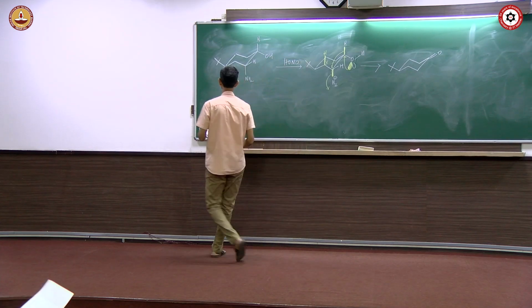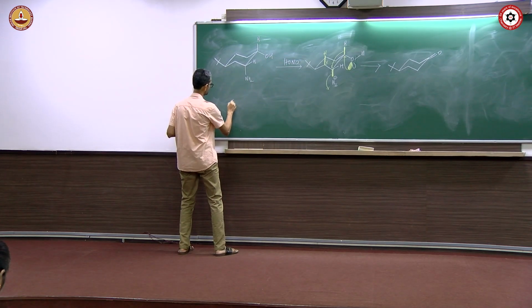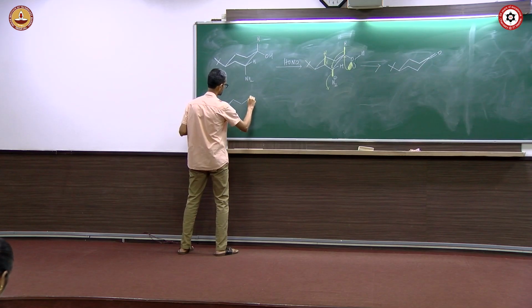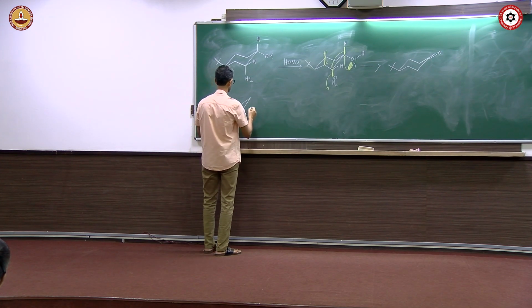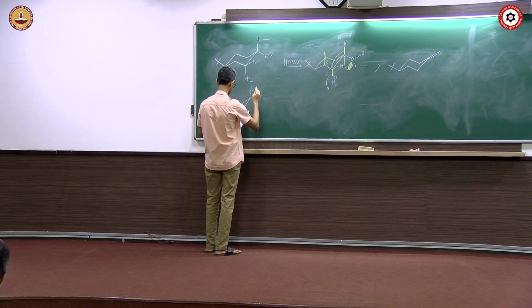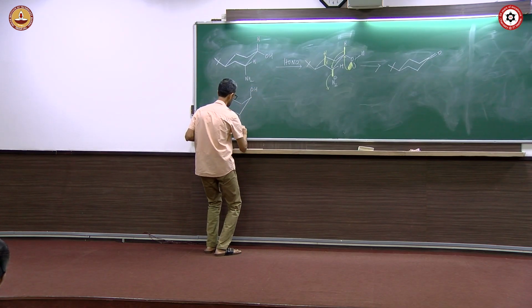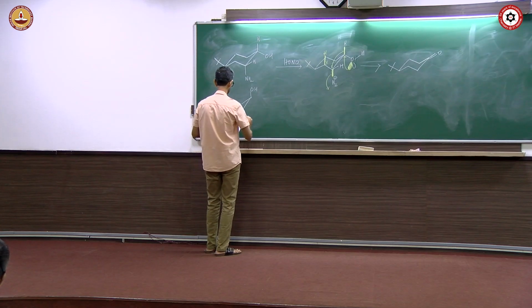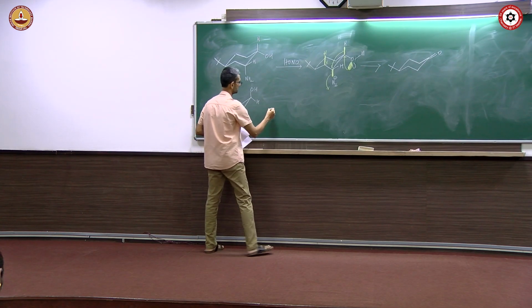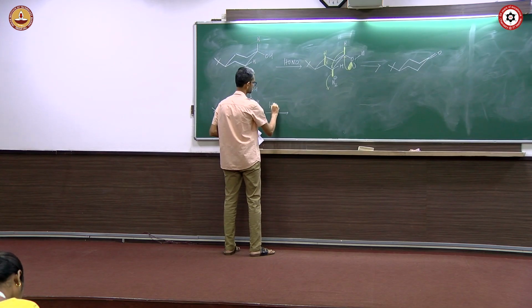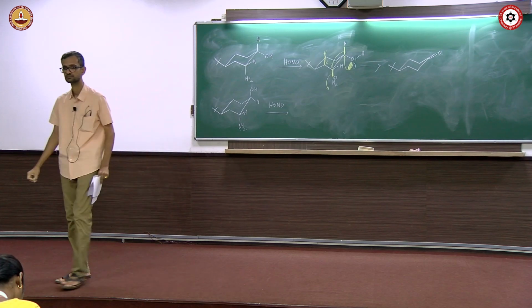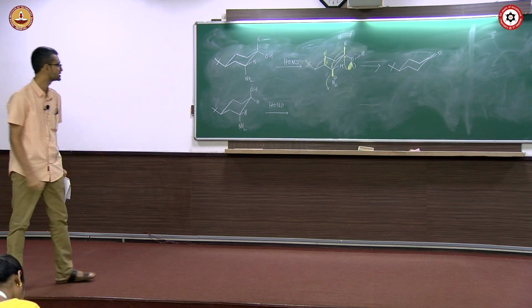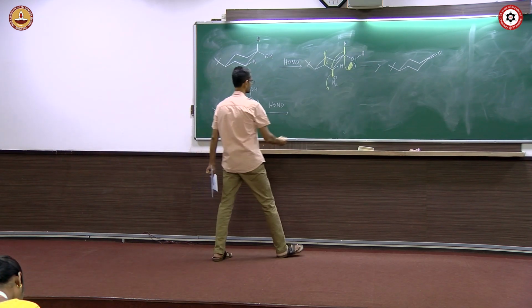Okay, one more example and then we stop. Whatever we have done previously, we are now trying to put it on a cyclic system and then understand it. OH, both the groups are now axial. Nitrous acid, again you convert that to a good leaving group.